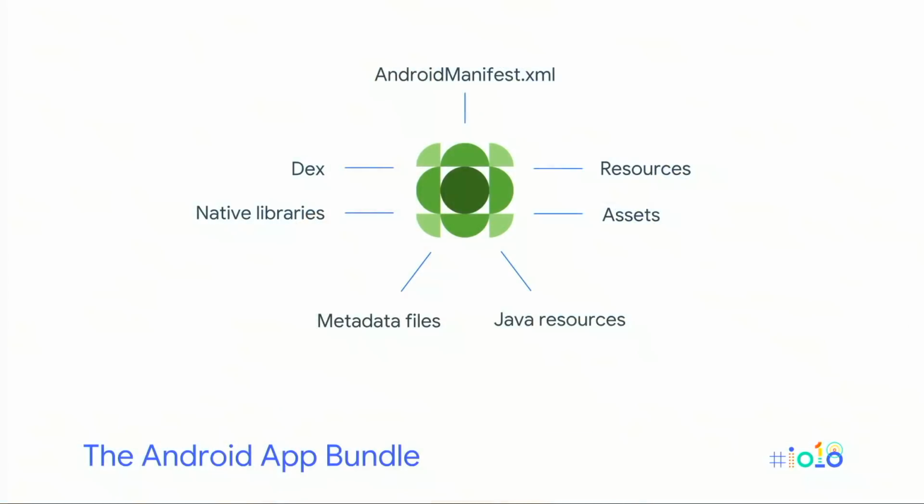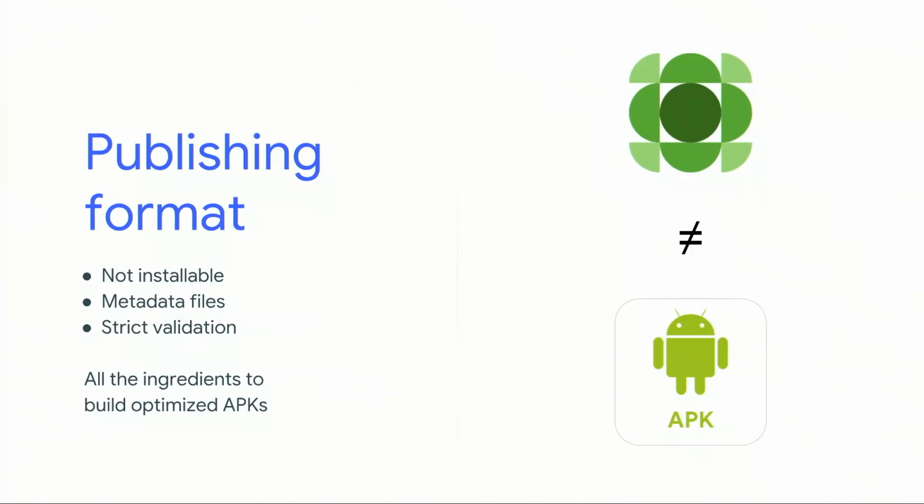So let's start with the format of the Android App Bundle. The Android App Bundle is a zip archive. It contains the files you're already familiar with in APKs, such as DEX files, Android resources, assets, native libraries. It's important to realize that the App Bundle and the APK are two distinct formats with two different purposes. The App Bundle is purely a publishing format, so it cannot be directly installed on a device. It also contains some metadata files that don't end up in the final APKs. They just help the tools build the APKs the right way.